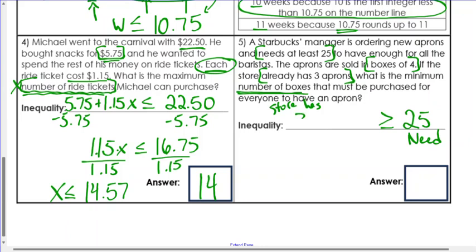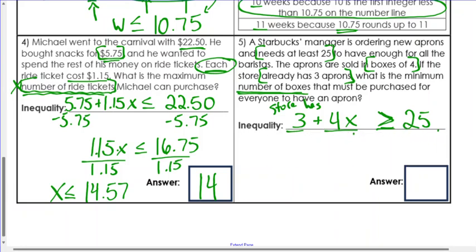We're starting out with 3. Has 3 already. Plus, we're thinking about adding more boxes to this. Plus 4 aprons for each box. Starting out with 3, adding 4 for each box, and we want that to be bigger than or equal to 25. All right, now we can solve this to figure out how many boxes we actually need.